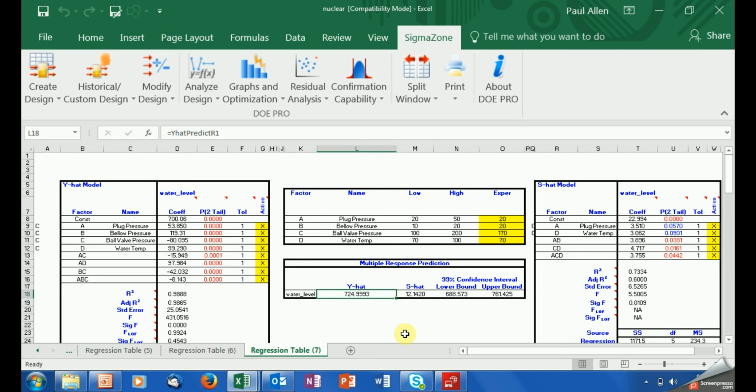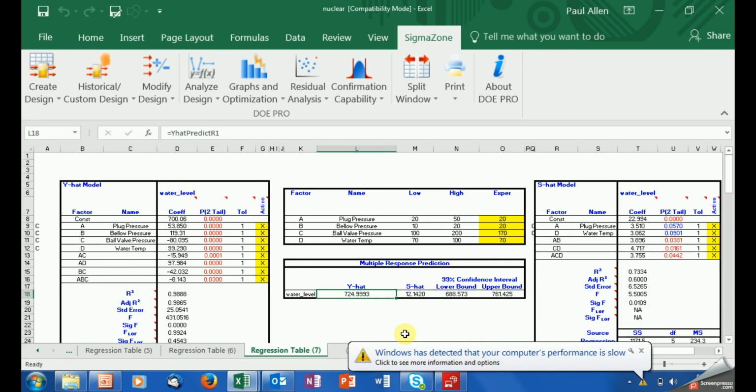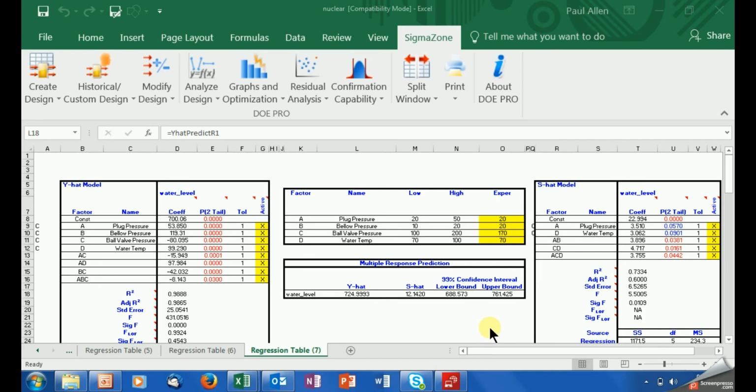If you dial those numbers into the machine and you get on average 724 millimeters of water level, this model is working perfectly well. Okay, so that's the way you do it. The p-values are telling you that there might be a true signal here, but the confirmation test is saying, yep, you know what, those p-values were telling you the truth. And that's the way to analyze a full factorial.